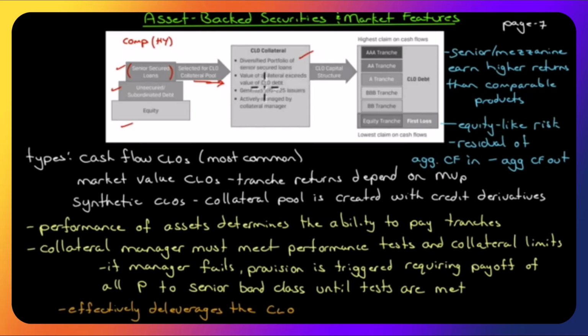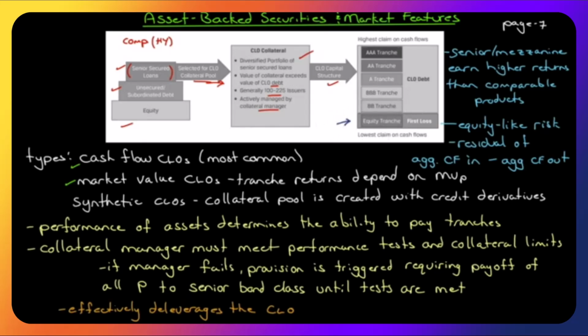The value of the collateral exceeds the CLO debt. So there is over-collateralization, and that over-collateralization will matter when we distinguish between a cash flow CLO and a market value CLO. Generally 100 to 225 issuers, and it is actively managed by a collateral manager. Then the SPE, which is holding the CLO collateral, issues bonds in different tranches. So you have different credit tranches and you have an equity tranche.